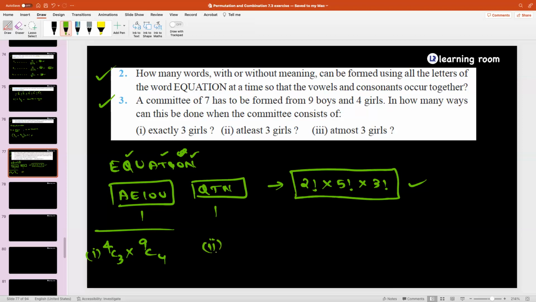So the second one is at least 3 girls. At least 3 girls means out of the 4 girls available, you will choose 3, into out of the 9 boys available, you will choose 4, or out of the 4 girls available, you choose all the 4, and out of the 9 boys available, you will choose 3. Okay, that is the answer for the second one.